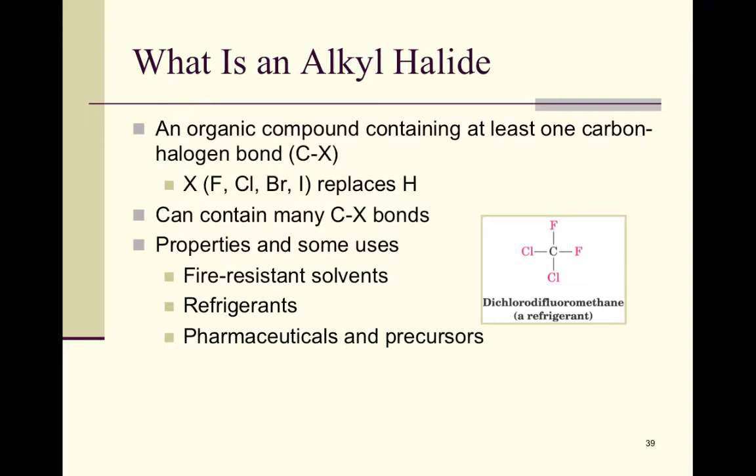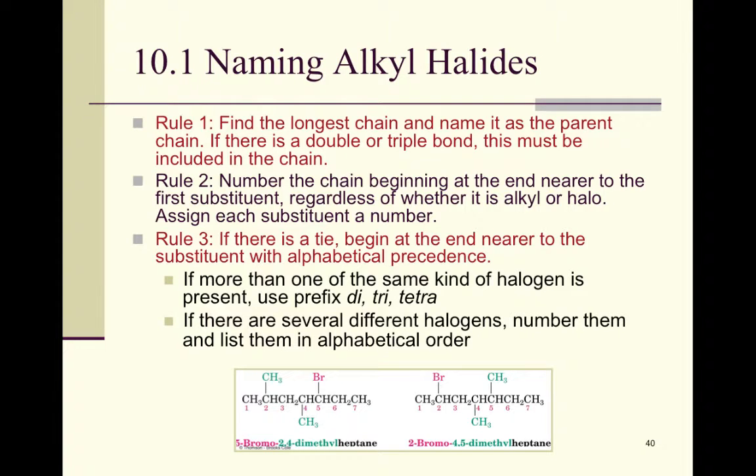X typically represents a halogen generically, so F, Cl, Br, and I all have opportunity to do a single bond. So for our organic compound, it usually replaces the location of a hydrogen. An alkyl halide can contain many carbon-halogen bonds. Properties and some uses. We have fire-resistant solvents, refrigerants, and pharmaceuticals and precursors. This is a drawing here of dichlorodifluoromethane. It's a refrigerant.